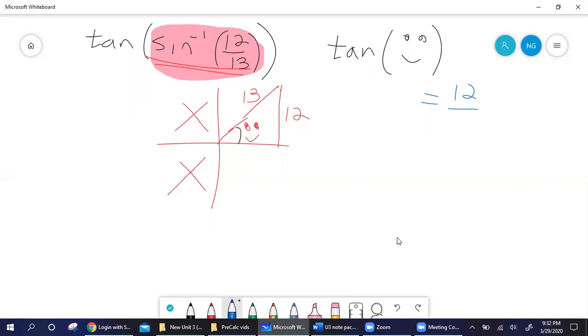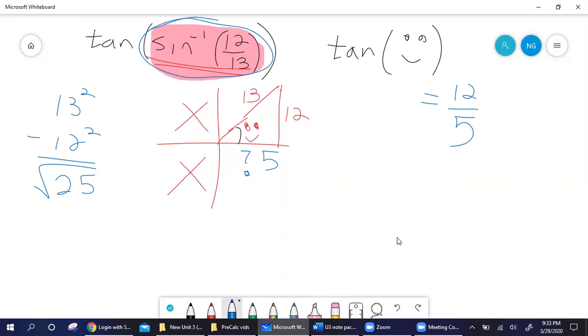The adjacent, well, I just have to figure out the adjacent. I can use Pythagorean theorem. 13 squared minus 12 squared. That gives me 25. And if I square root that, this is a Pythagorean triple, you get 5. So what was weird about this problem is at no point did I actually figure out what the inverse sine of 12/13 was. It was happy face, but I didn't care what the angle was because I was just going to do the tangent from that angle anyway.